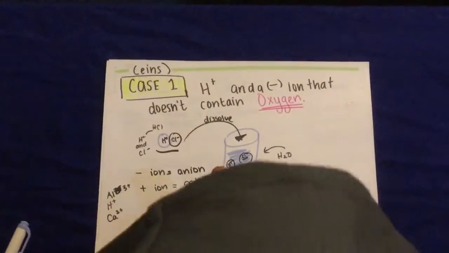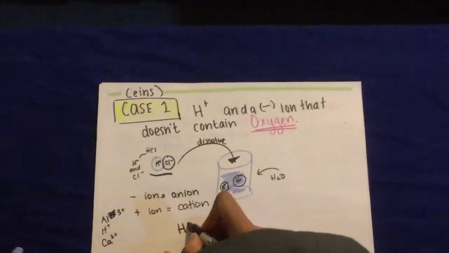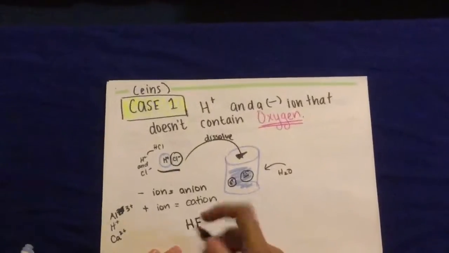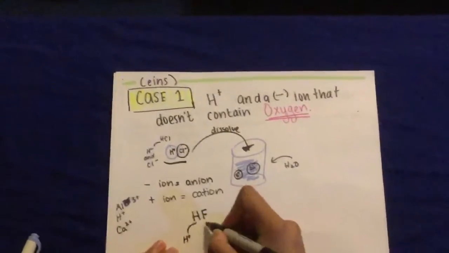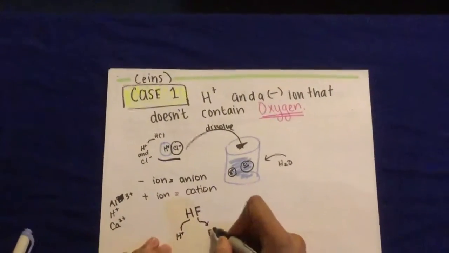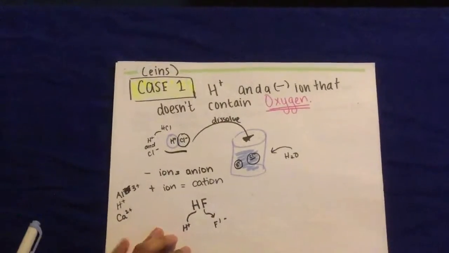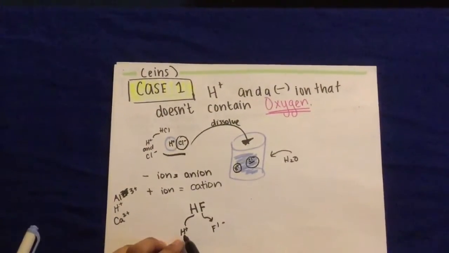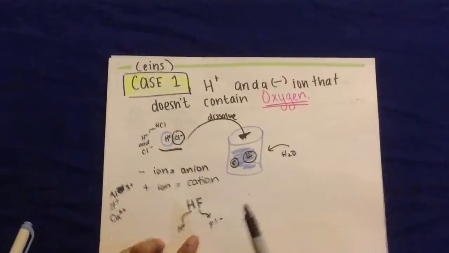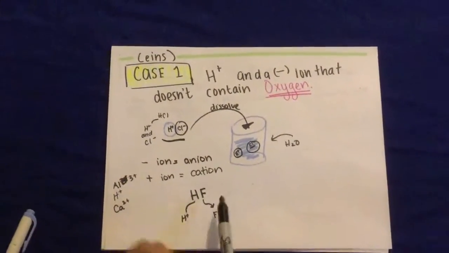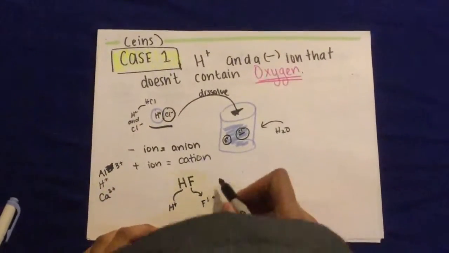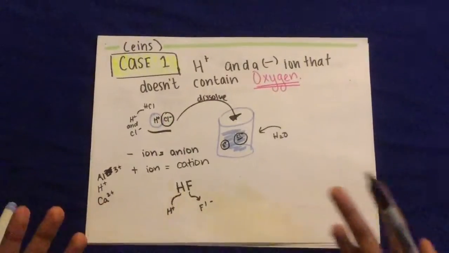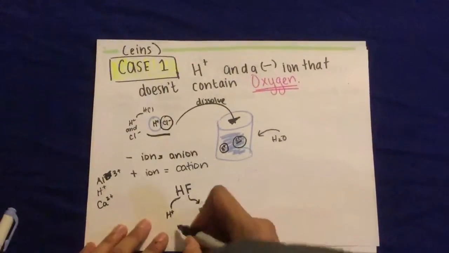Another example would be hydrofluoric acid, which is an H plus ion and a fluoride 1 negative ion. So basically a positive hydrogen ion and a negative fluoride ion will stick together to make this acid. And there's many different examples that you could think of. I'll give another one.